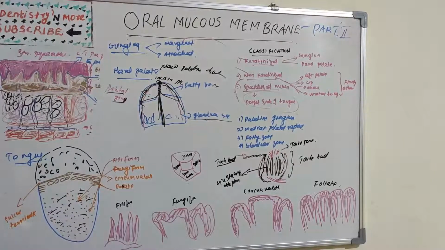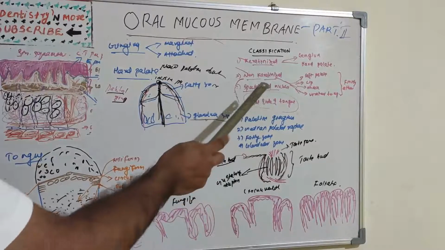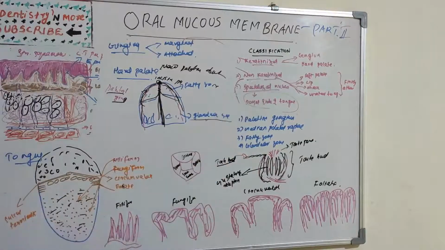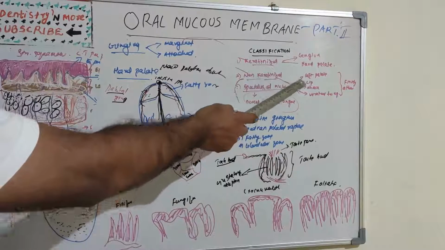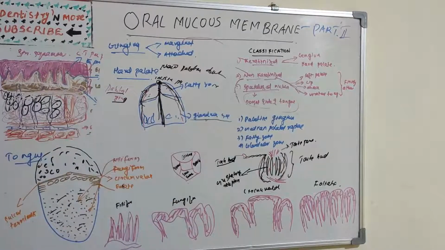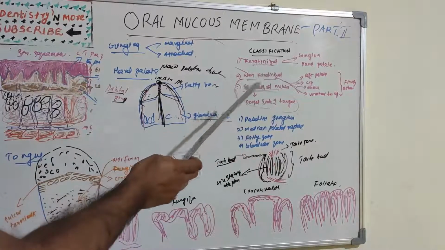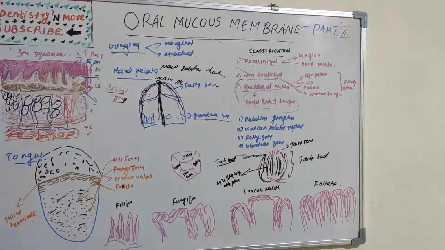In non-keratinized mucosa, we have lining mucosa and specialized mucosa. Lining mucosa, we have already seen, is firmly attached to the underlying muscles of the soft palate, lip and cheek, and the ventral surface of the tongue. Loosely attached are the floor of the mouth, vestibule and alveolar mucosa. So those are loosely attached.